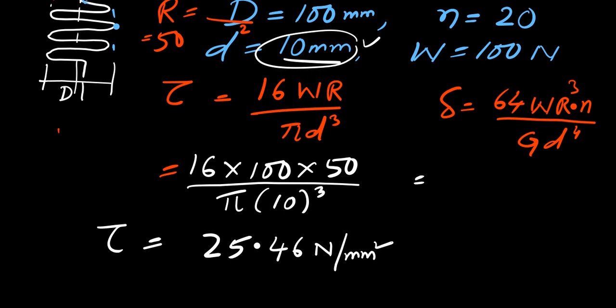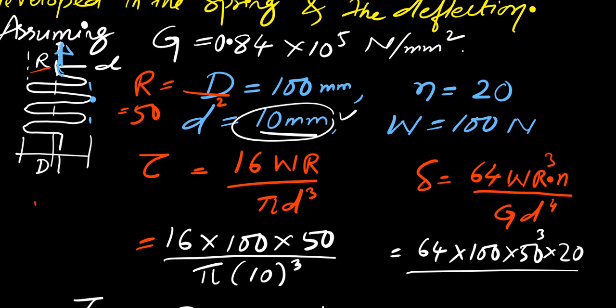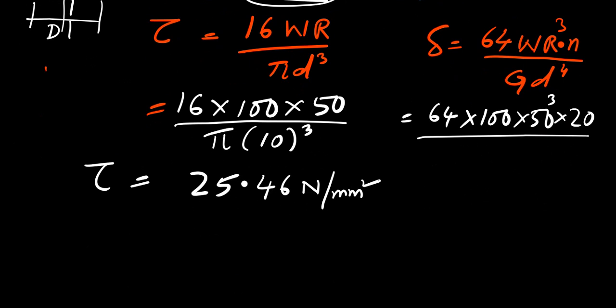So 64, again W, that is 100, R is 50 to the power of 3, and n is the number of turns, that is 20, by G, the modulus of rigidity, whose value is given in the question as 0.84 into 10 to the power of 5 Newton per millimeter square. So you need not change any units there. And d is 10 to the power of 4. Now you have to calculate this value.